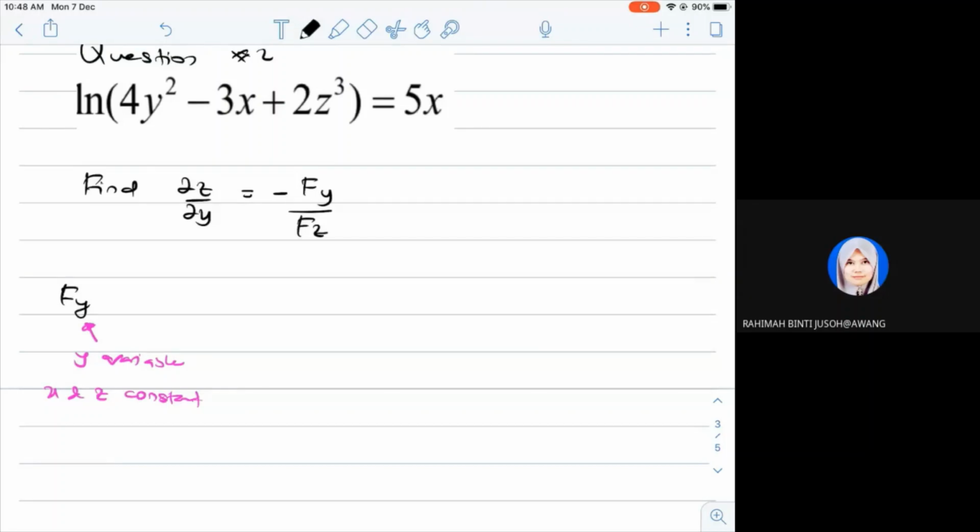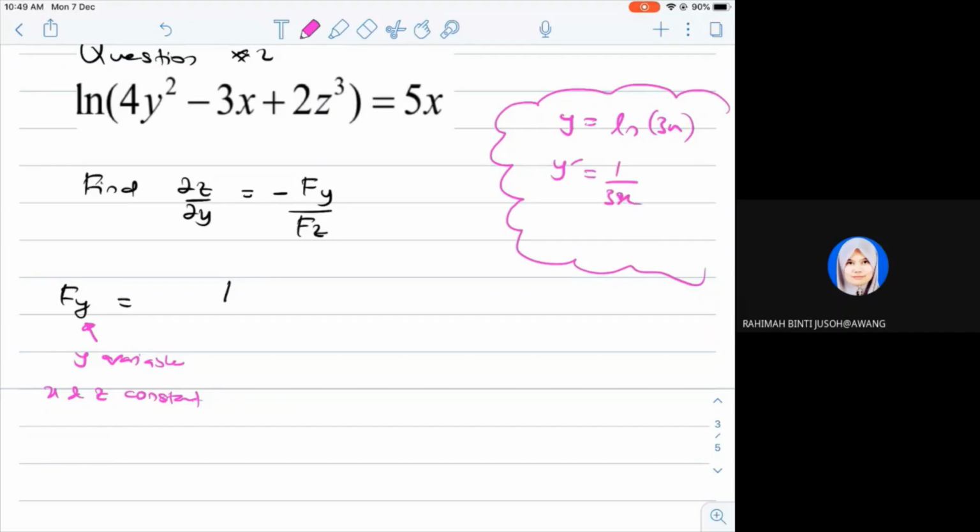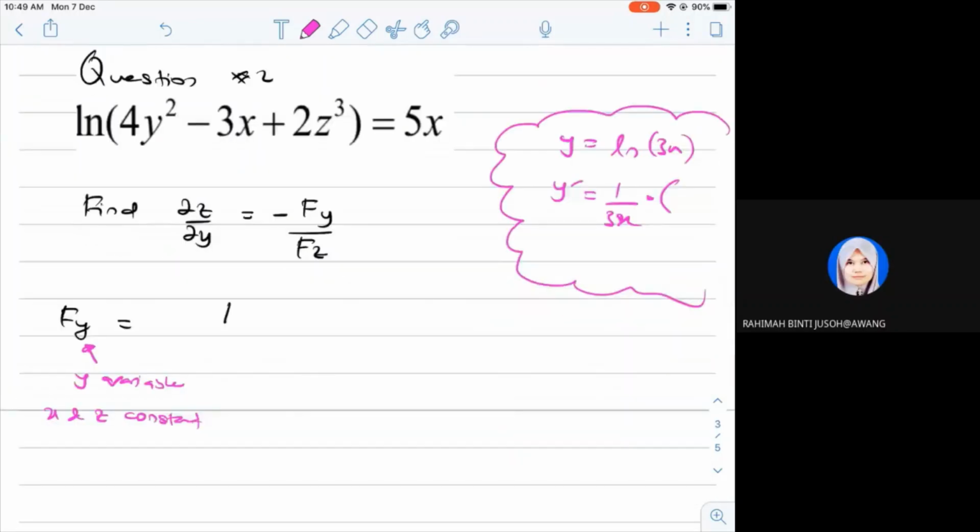Do you still remember how to differentiate ln? It is 1 over everything, isn't it? Let us recall for those who already forgot. If you have y equals to ln 3x, for example, and you want to find the differentiation y prime, you have 1 over 3x, isn't it? 1 over everything inside the bracket, multiplied by the differentiation of the inside of the bracket. So multiply by 3, isn't it? That's how we differentiate ln.